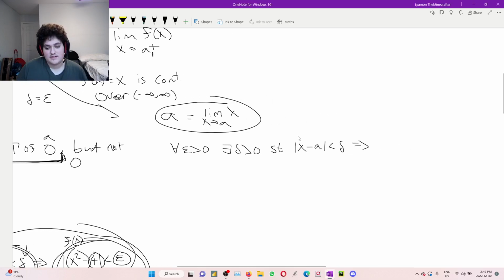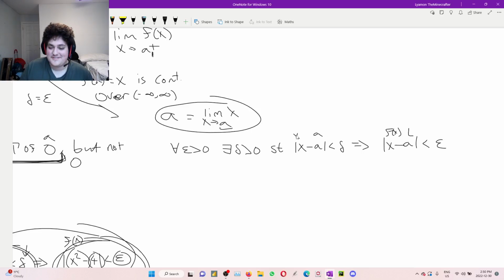And if x is within delta of a, then it should follow that... oh, this is funny. You just get this because in this case our f of x is the same as our x, and our limit is the same as the value we're approaching. So that's pretty funny. This has to imply this.